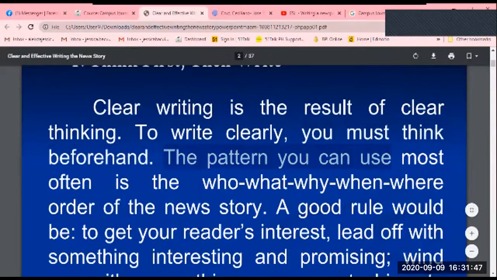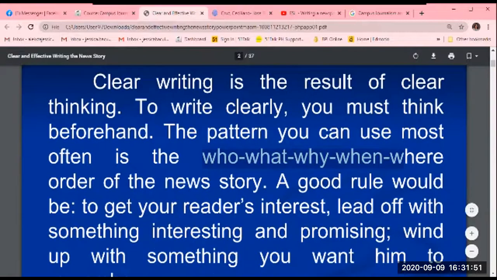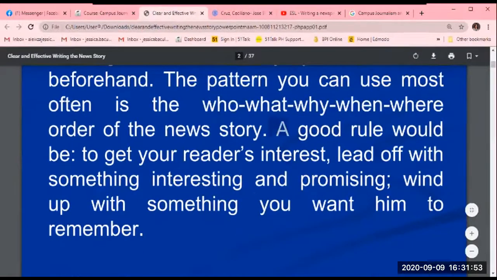To write clearly, you must think beforehand. The pattern you can use most often is the who, what, when, where order of the news story. So a good rule would be to get your reader's interest. Lead off with something interesting and promising, and wind up with something you want him to remember.